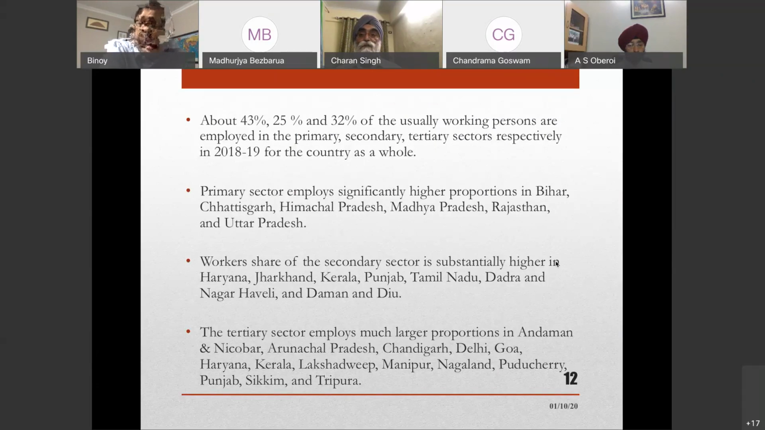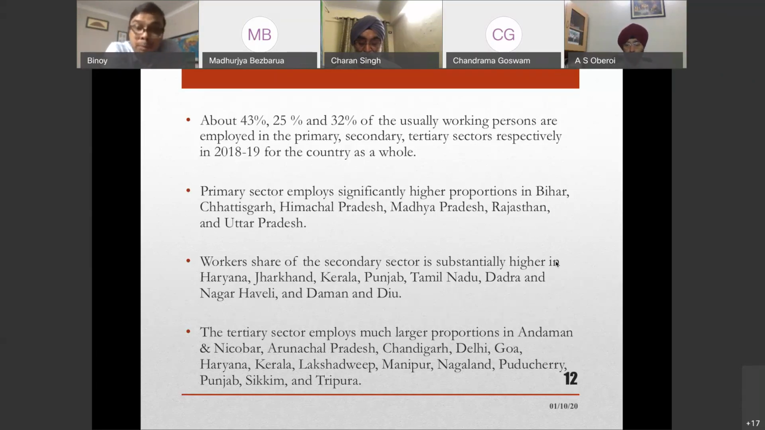Of the secondary sector, Punjab, Tamil Nadu, Dadra and Nagar Haveli, and Daman and Diu. And the tertiary sector employs much larger proportions of workers in Andaman and Nicobar, Arunachal Pradesh, Chandigarh, Delhi, Goa, Haryana, Kerala, Lakshadweep, Manipur, Nagaland, Puducherry, Punjab, Sikkim, and Tripura.